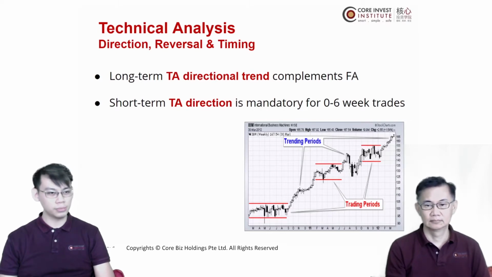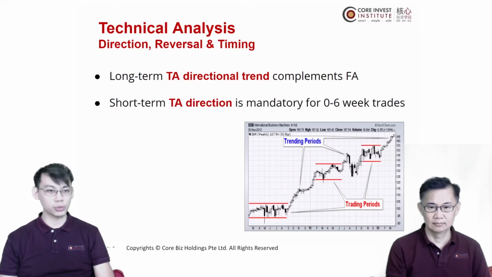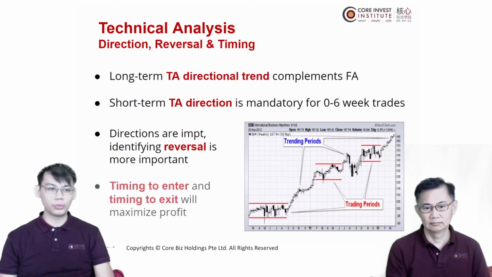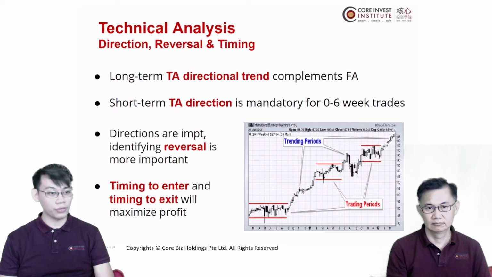And we also look at the short-term period, where we are looking at trading periods of 0 to 6 weeks of trades, right? Which is mandatory because we need to know during that short period of time what is going to happen to the prices. So directions are very important. To identify the reversal is more important because we need to know exactly at which point of time, which direction we are going to enter or exit in. Therefore, when we look at timing, we need to enter at the right time and exit with the right setup, which will give us more profit or maximize the profit that we want.